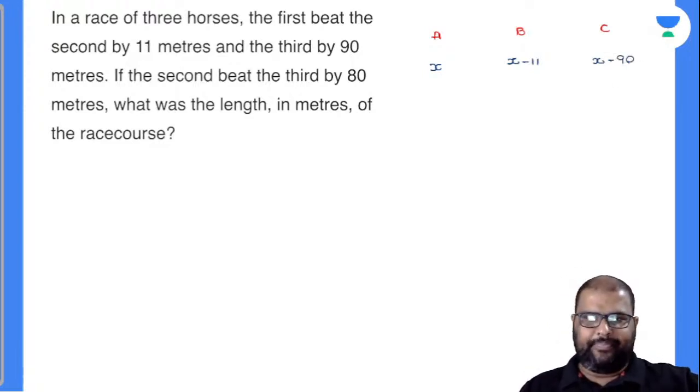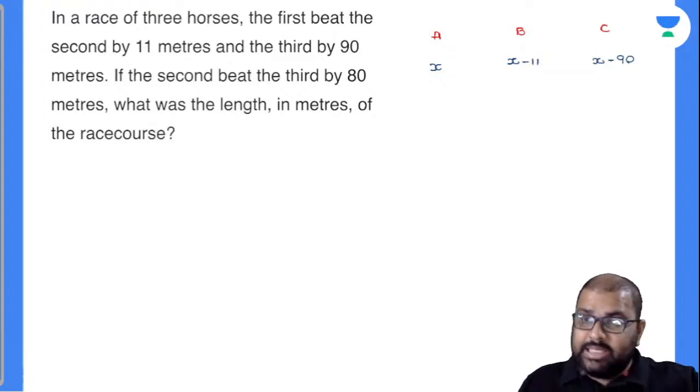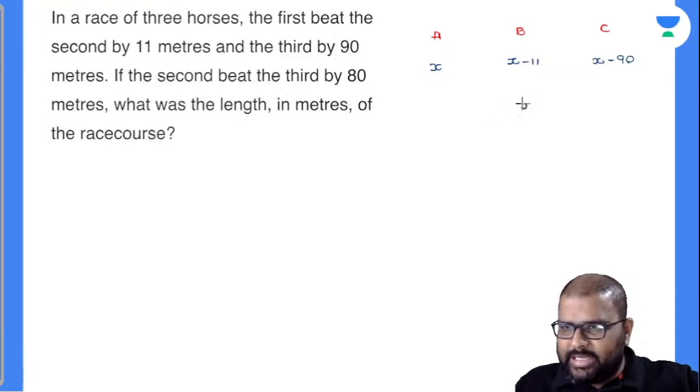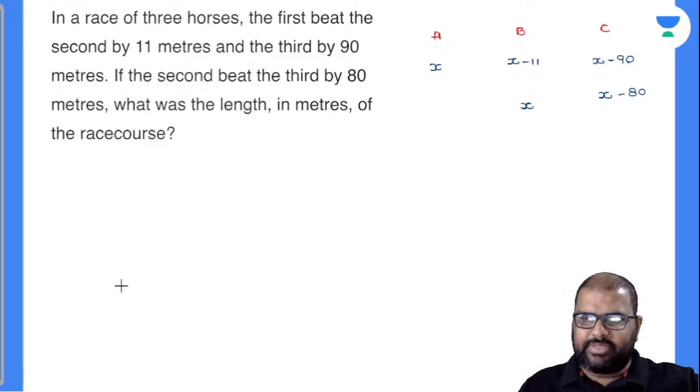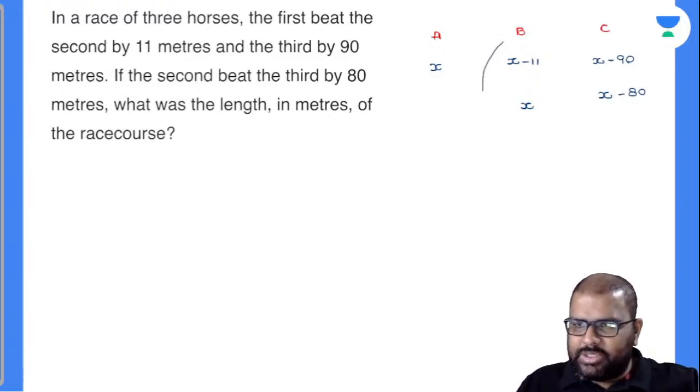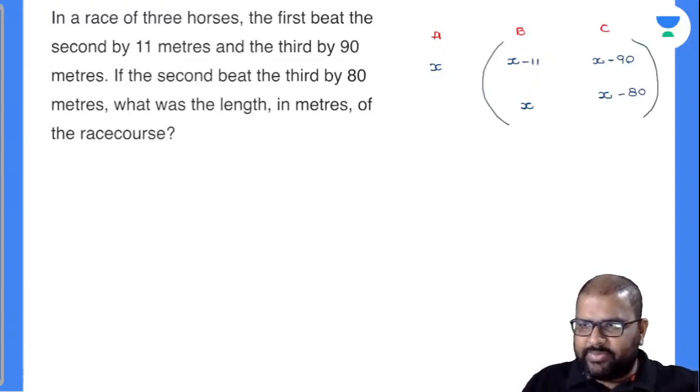If the second beat the third by 80 meters, it means the second reached the goal post at X, but C is at X minus 80 only. What is the length in meters of the race course is the question asked. So I can take these two as ratios and find out the X value, then I can find out the race course length. X minus 11 divided by X is equal to X minus 90 divided by X minus 80.